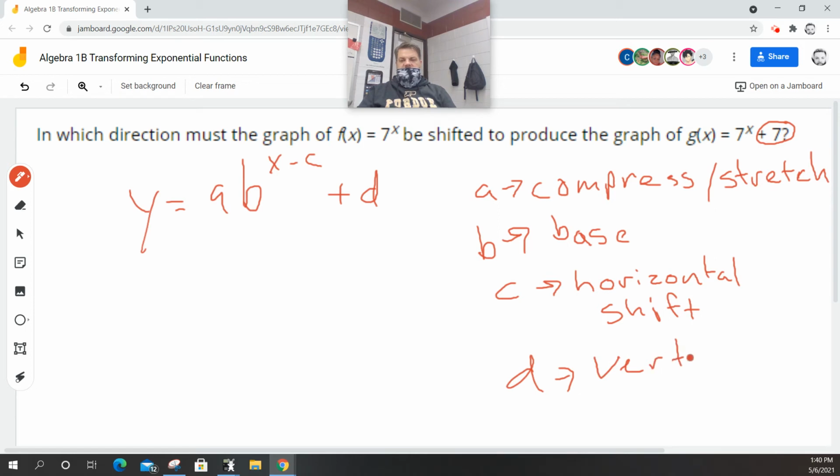So that plus 7, what variable do you think that is? What do you think this is? That's D. D equals positive 7. So what does that mean we do with the parent function? It's going to go up. It's going up because it's positive 7, right?